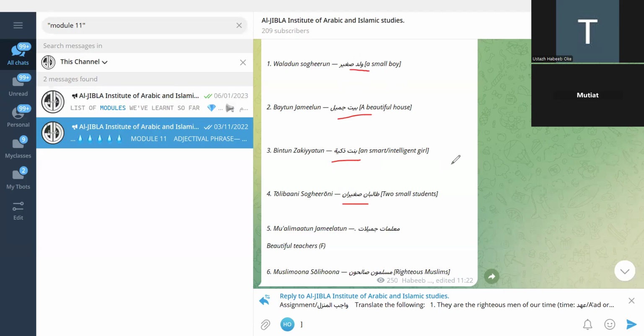Now we come to dual. This is dual, two. So we say طالبان صغيران. So it means your adjective will always be in concord, in agreement with your noun. If the noun is singular, your adjective is singular. If the noun is feminine, your adjective is feminine. If it is two, your adjective will be two, and so on and so forth, right?